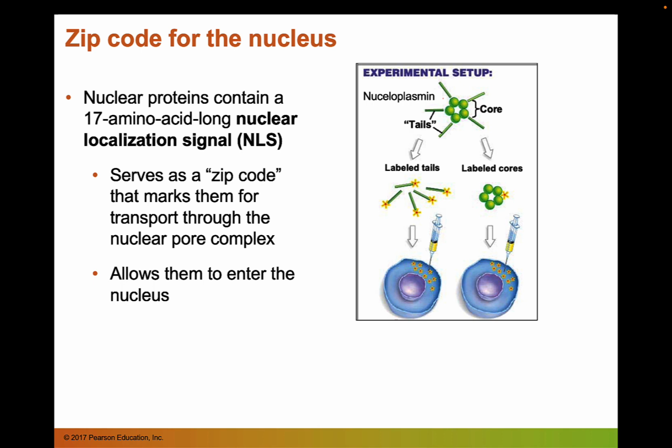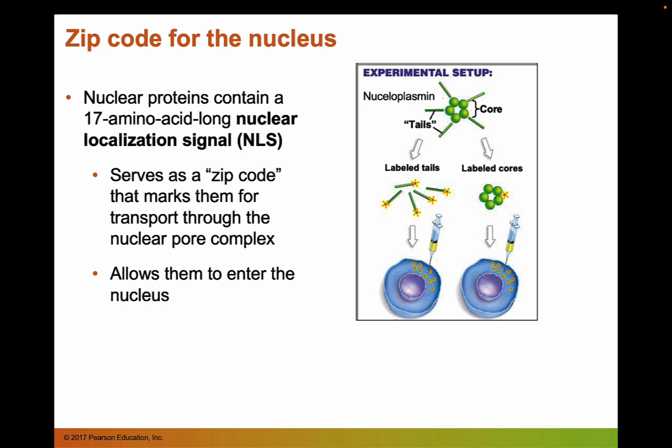So how do proteins get into this mail slot? What's the zip code for the nucleus? The zip code for the nucleus is a 17 amino acid long nuclear localization signal, or NLS. This is how you would address a protein to the nucleus. And this serves as a zip code to pass through that nuclear pore complex and allows proteins with an NLS to enter the nucleus. And the NLS was discovered in this experiment with this protein called nucleoplasmin.